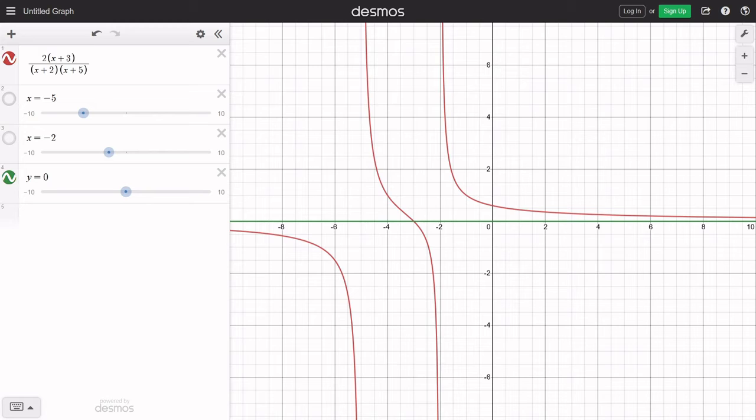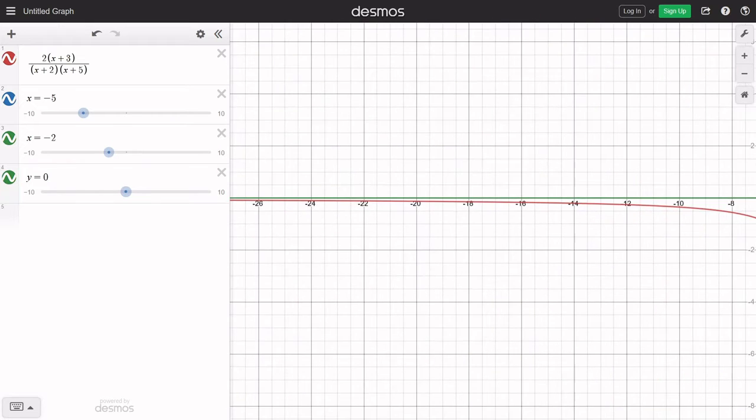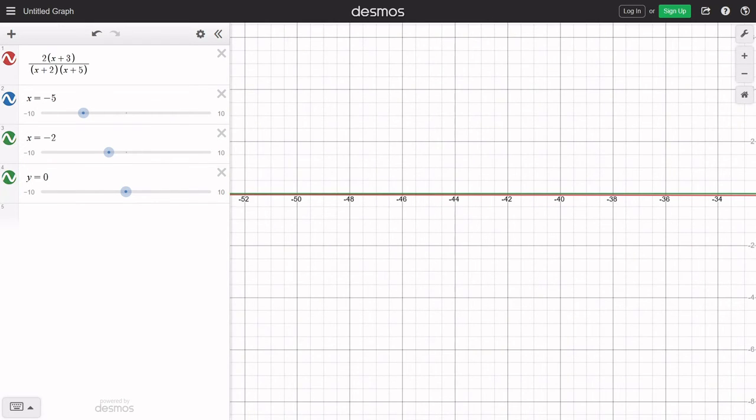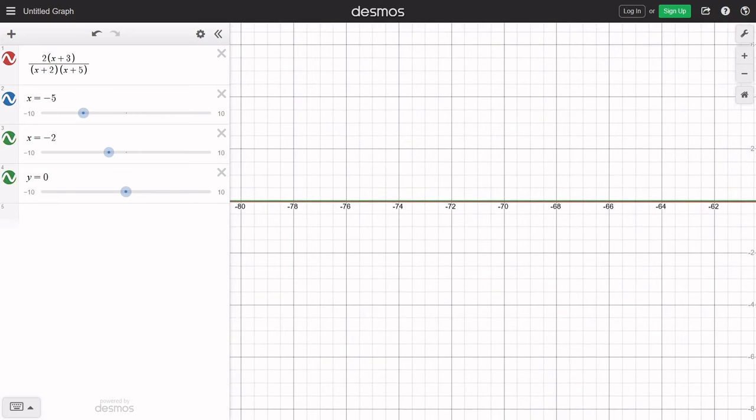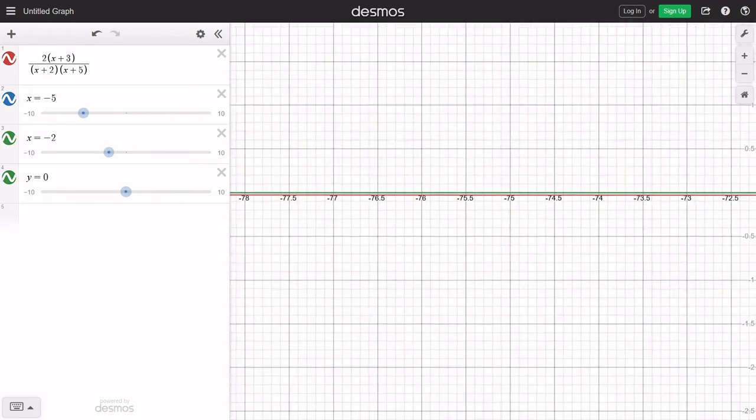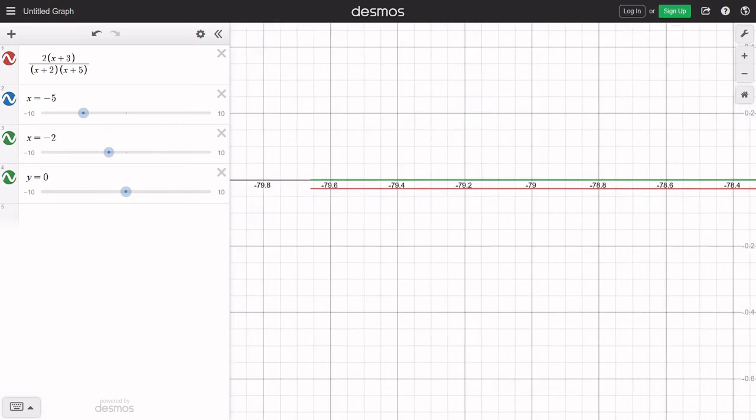Both horizontal and vertical asymptotes will not be crossed, except horizontal asymptotes can be crossed, like right here, at -3, 0. It can cross kind of in the middle of the function, but as you get further and further out, this thing will never cross it. It will never go up above. It's always going to be below.